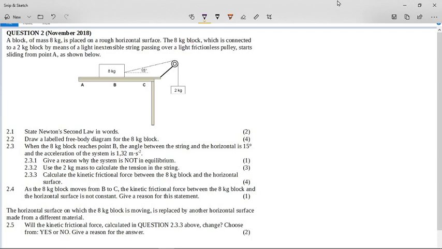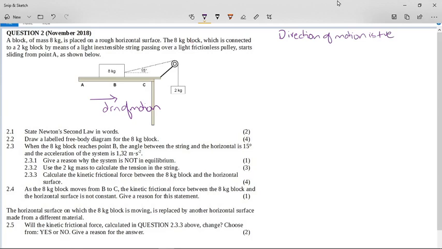So a block with a mass of 8 kilograms is placed on a rough horizontal surface. The 8 kilogram block, it's this one over here, is connected to a 2 kilogram block by means of a light inextensible string passing over a light frictionless pulley, and starts sliding from point A as shown below. So fairly obviously this must be the direction of motion. Okay, so I'm going to straight out declare already that the direction of motion is positive.